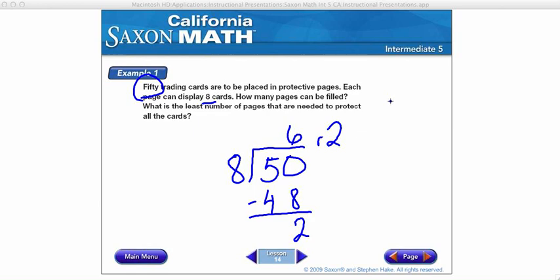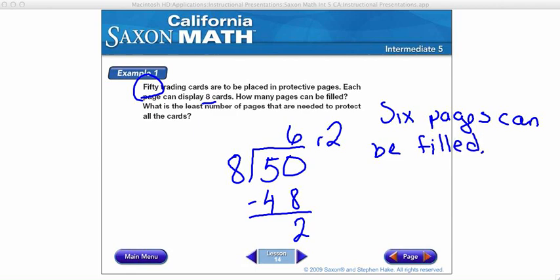So in a sentence, 6 pages can be filled. And the next question, what is the least number of pages that are needed to protect all of the cards? Well, I know 6 pages will be filled, but I have 2 cards left over. So I need an additional page in order to protect these 2 cards.